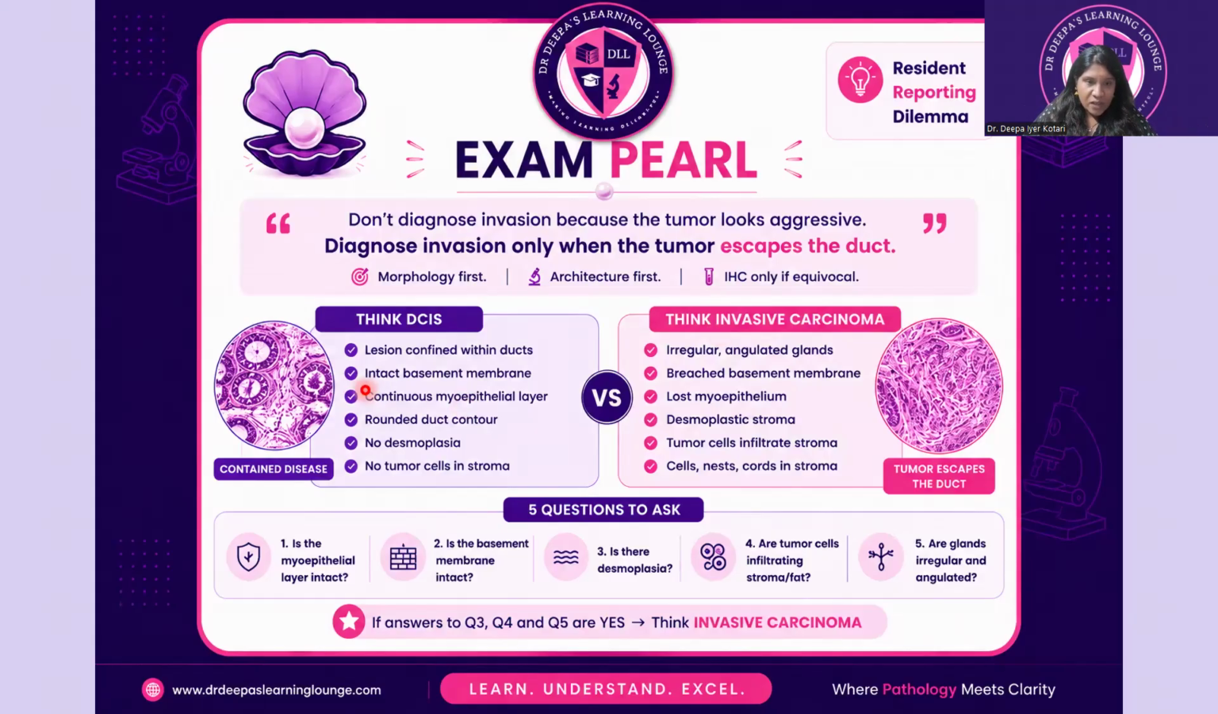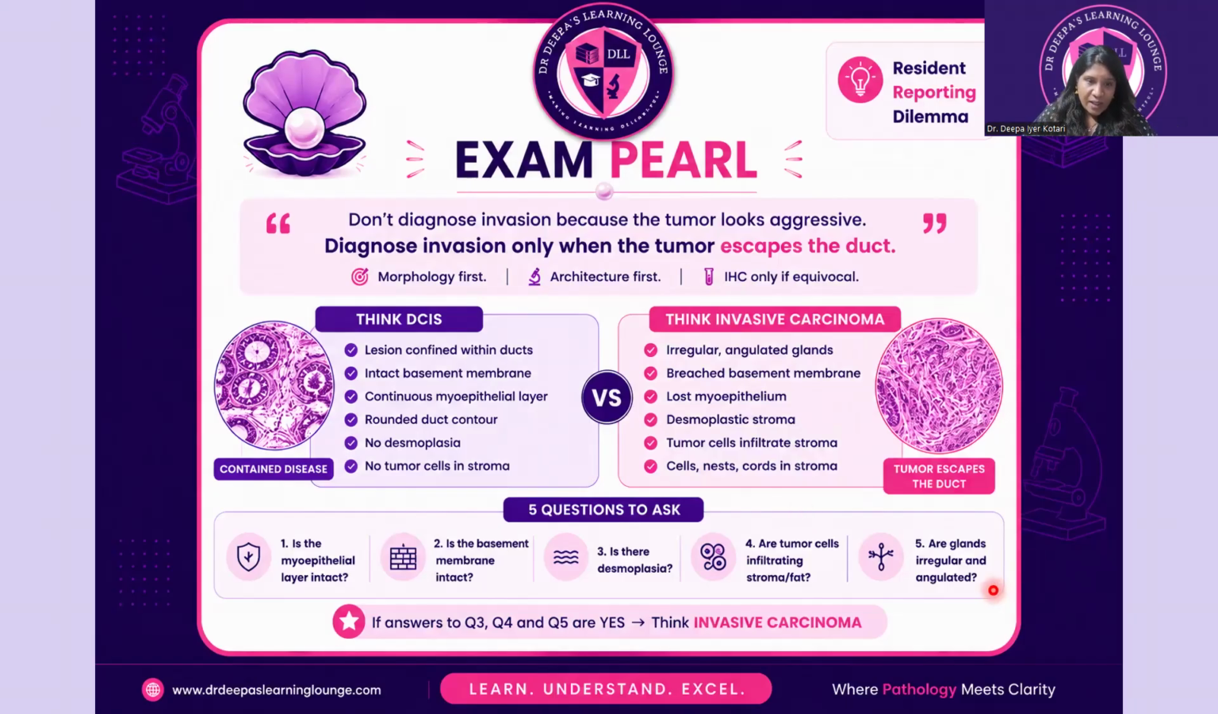So think of DCIS when the lesion is confined within the ducts, when the intact basement membrane is present, a continuous myoepithelial layer is present, and the rounded duct contour is maintained, and there is no desmoplasia and no tumor cells in the stroma, like the first WSI that I showed you. Think of an invasive carcinoma if there are irregular or angulated ducts and breached basement membrane, loss of the myoepithelial layer, desmoplastic stroma, and if there is tumor infiltrating into the stroma and there are cells and nests and cords around, like we saw in the second whole slide image.